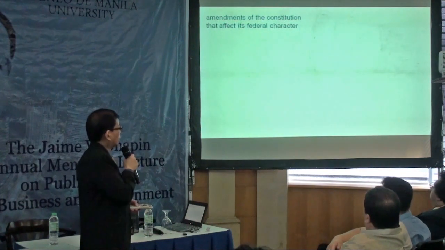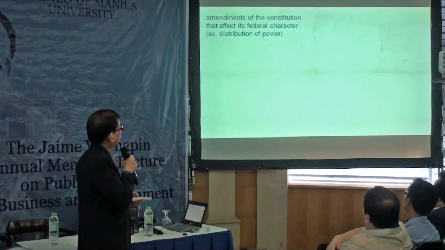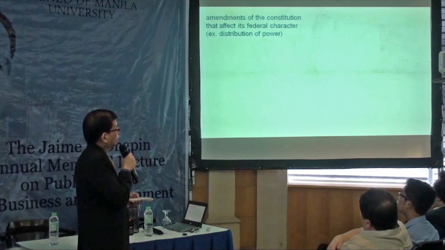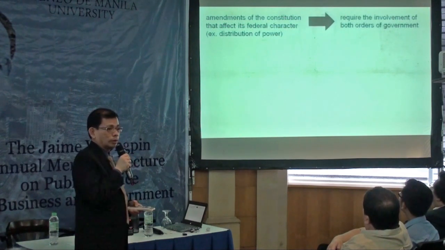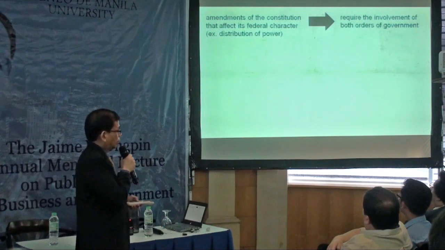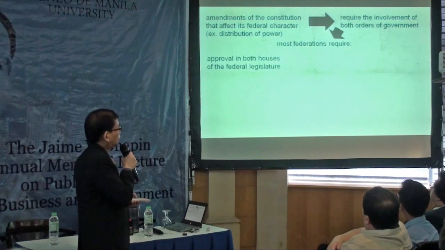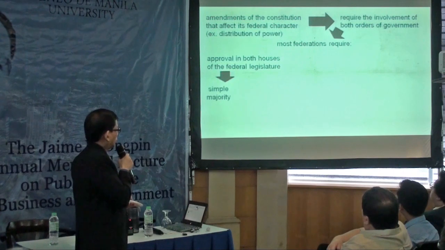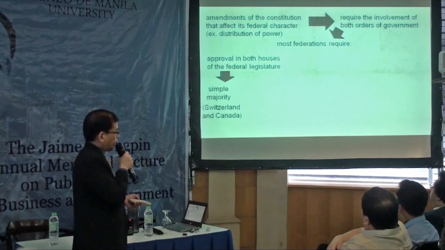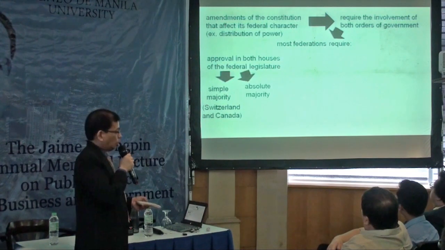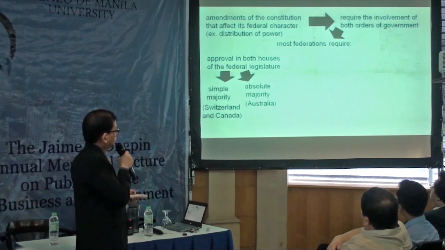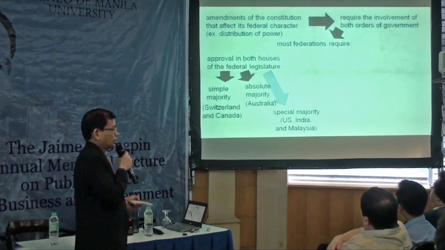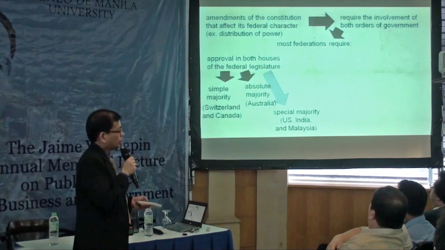Amendments of the Constitution that affect its federal character, for example, the distribution of power, require the involvement of both orders of government in federalism. Most federations require approval in both houses of the federal legislature. For some countries, simple majority, like Switzerland and Canada, or absolute majority, Australia, or special majority, US, India, and Canada.